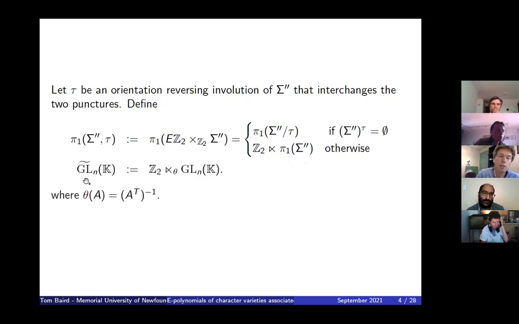Okay, I also want to consider an extension of the general linear group. So we'll take the semi-direct product of the general linear group with a cyclic group of order 2 via the automorphism theta here, which is a Cartan automorphism of the group, sends a matrix A to its transpose inverse, or inverse transpose. Okay, and this is a group automorphism of order 2, and so you can form this semi-direct product.